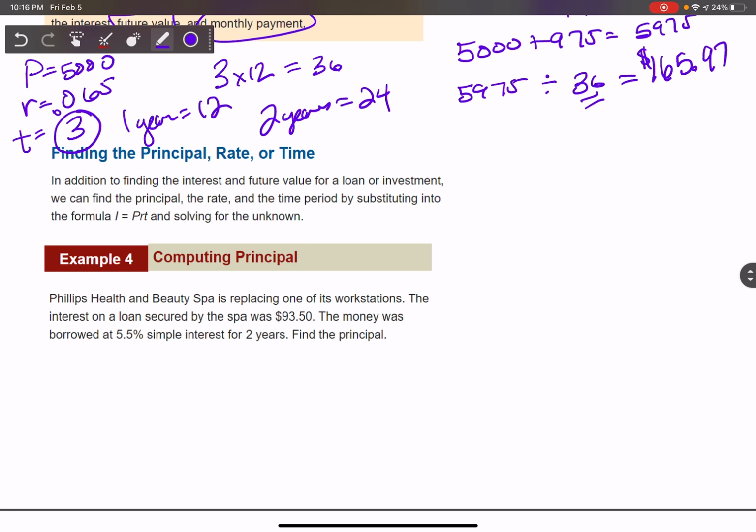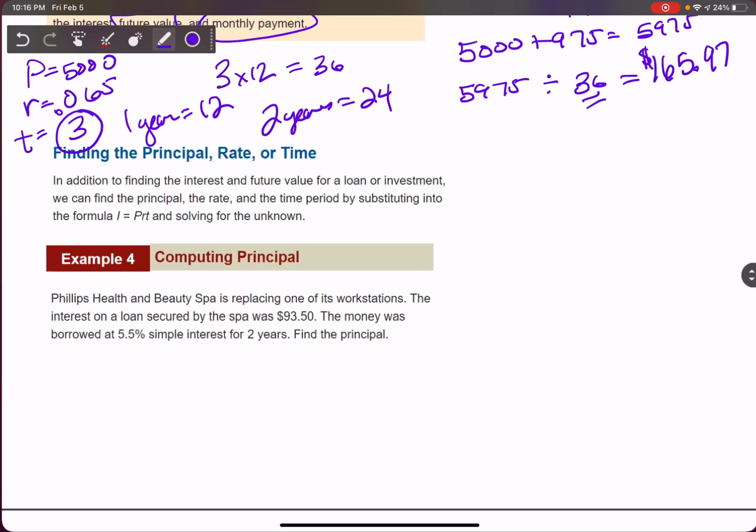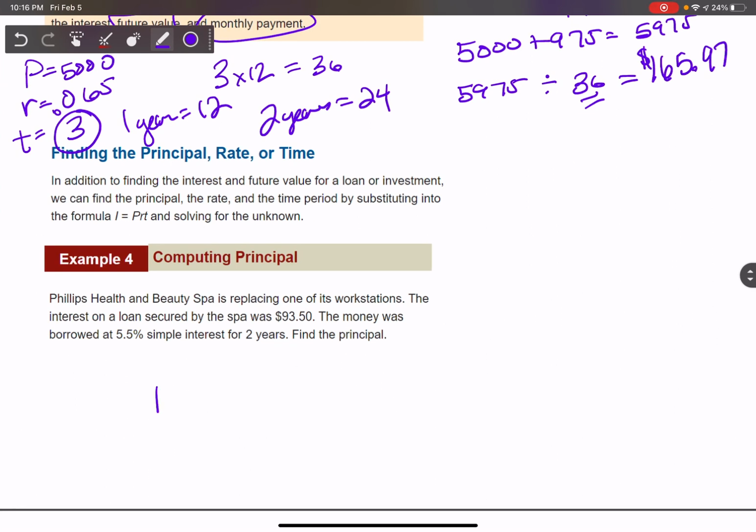So Phillips Health and Beauty Spa is replacing one of its workstations. The interest on the loan secured by the spa was, so the interest, let's write this off in the corner just like we would before. The interest is $93.50. We don't know our principal. The money was borrowed at 5.5%, which is 0.055. And our time is 2.